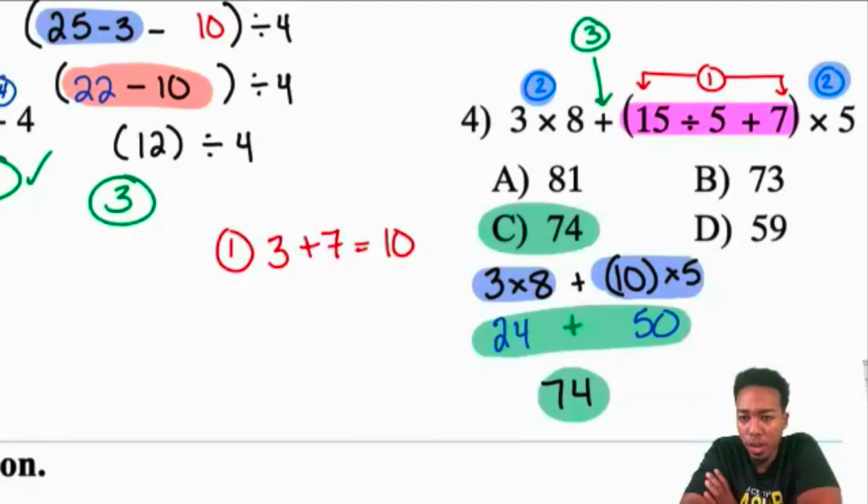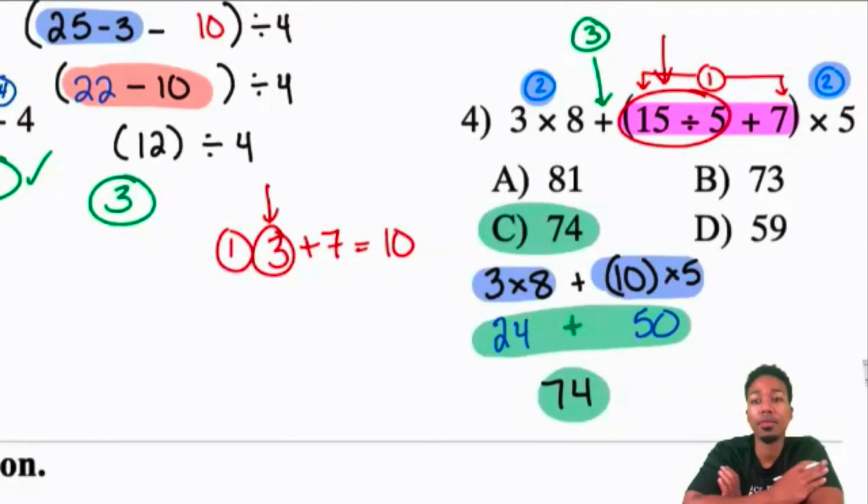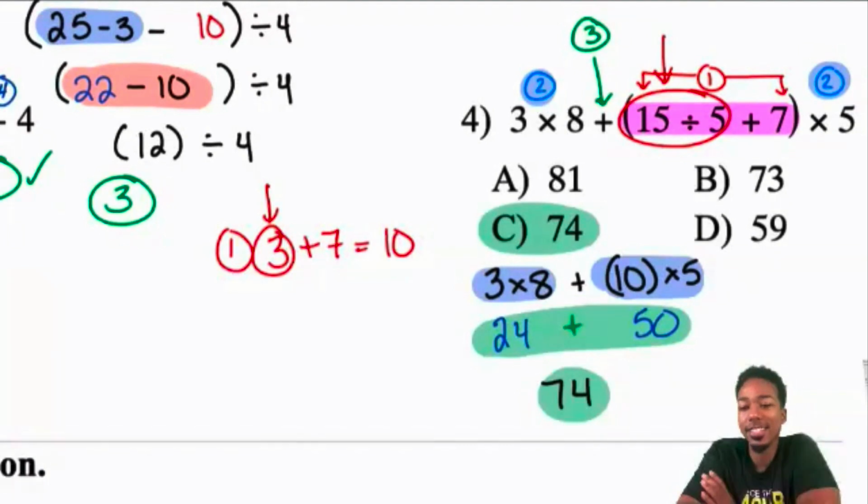Yeah, so for the question there for number 4, we got 3 by dividing. The 15 divided by 5 was the 3. So right here was that part. Right there. The 15 divided by 5 was the 3. And then we added the 7 to get 10.